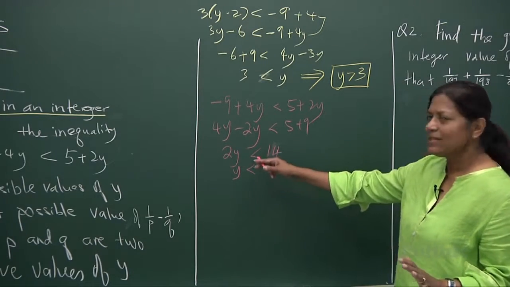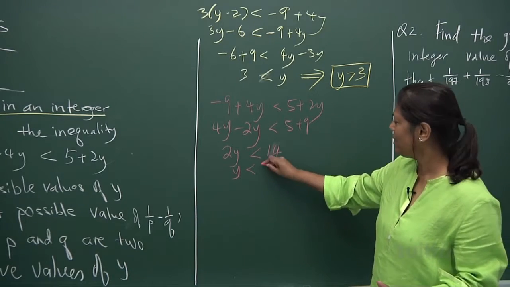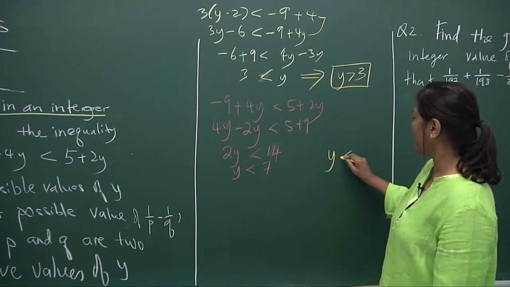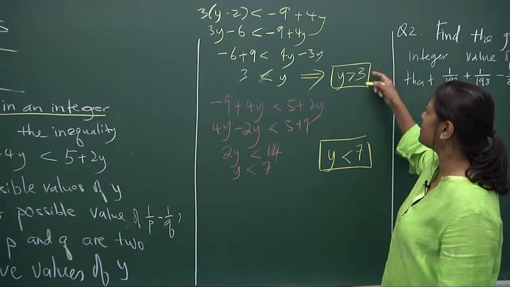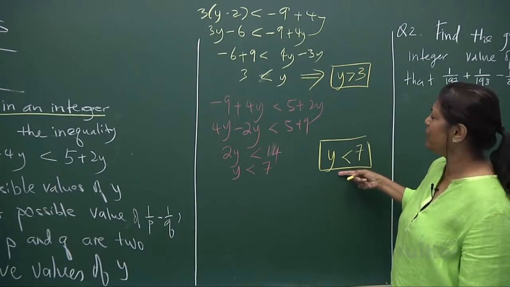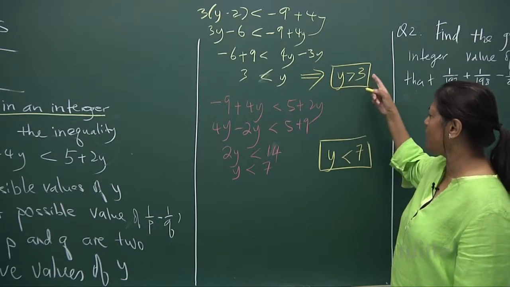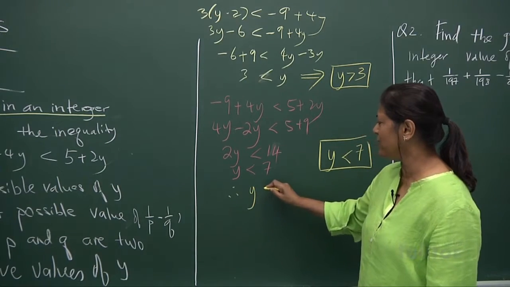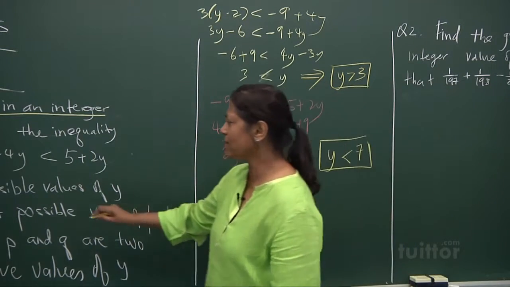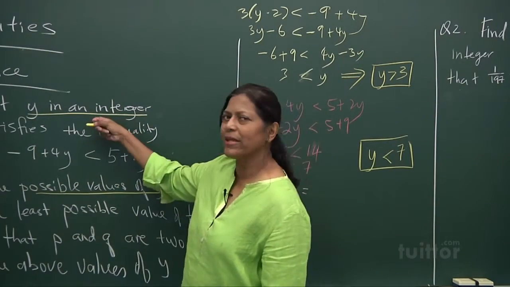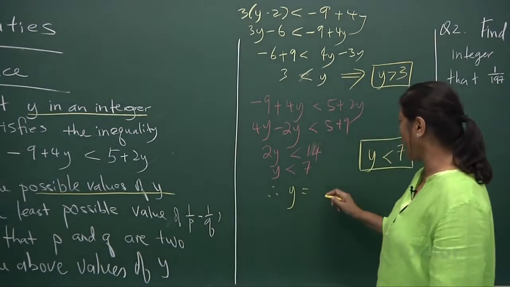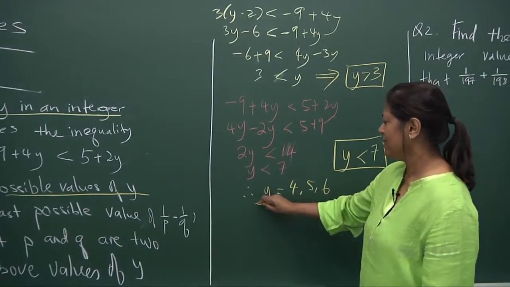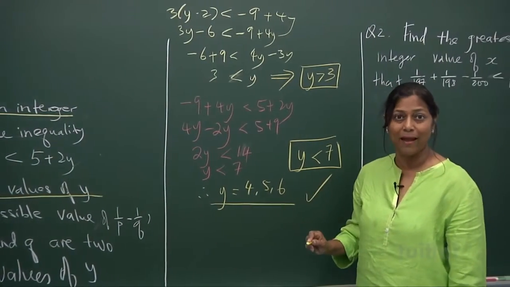Okay, so you look at that. 2y is less than 14. y is less than 7. So you've got another range: y is less than 7, and y is lying between these two. If I draw a number line, y is going to be more than 3 and y is less than 7. Therefore, your y is between this. They want you to list the possible values of y, and don't forget y is an integer. So therefore y can be 4, 5, and 6. These are the integer values of y.